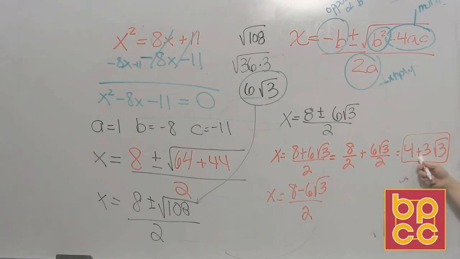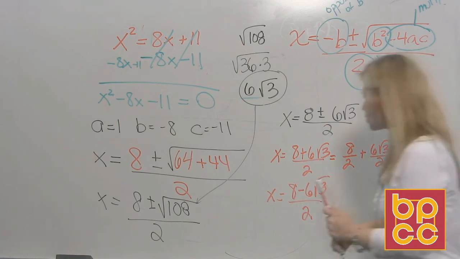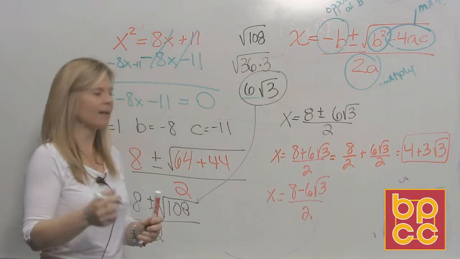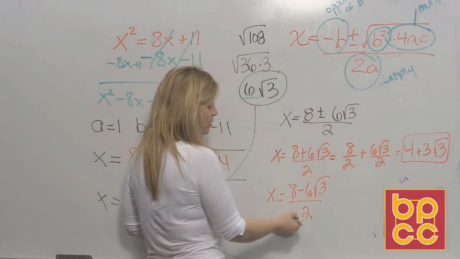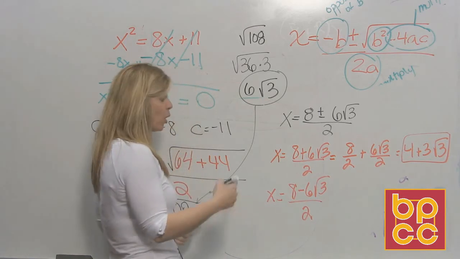Can we add that? No way. A whole number and a root are not alike. That's as far as we can go. Now, I've showed you this once before. I'm going to show it to you again. Because this divide by 2 goes straight across, you can look here and do it all in one step.